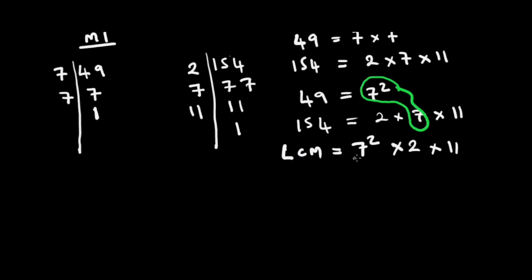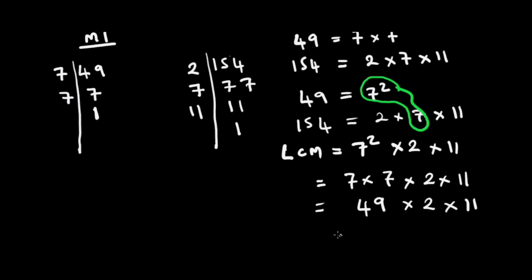So up to this part, you were correct. The mistake you made was in evaluating this part. The lowest common multiple is equal to 7 squared times 2 times 11. 7 squared means 7 times 7. So if we expand, it becomes 7 times 7 times 2 times 11, of which 7 times 7 is 49. So we have 49 times 2 times 11. We now need to find out what that is. We can do it in our rough book.